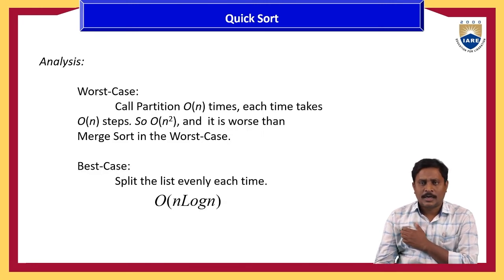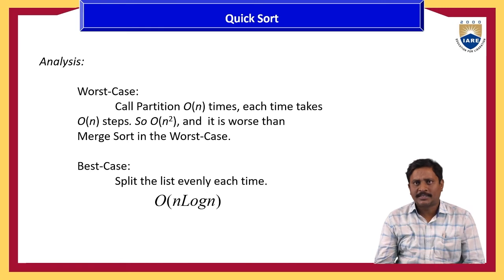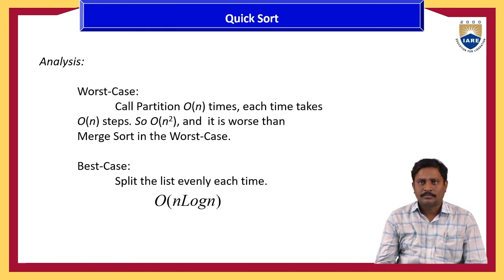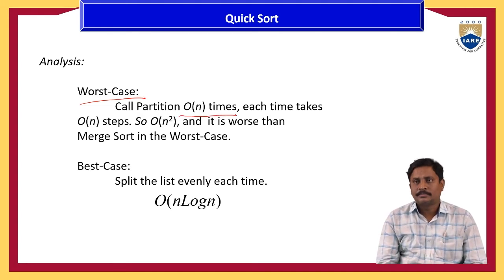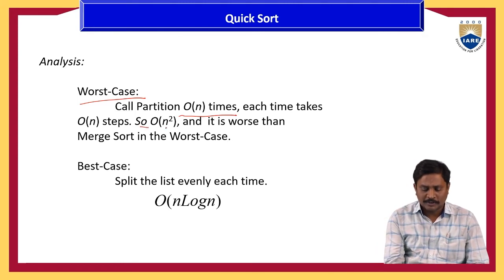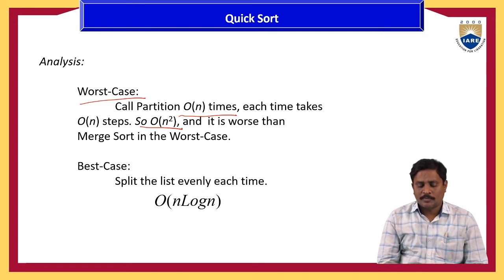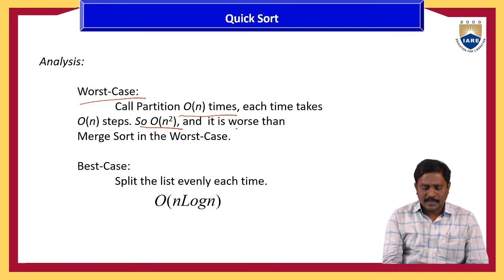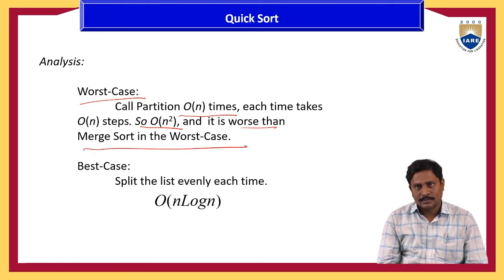Next, analysis. What is the time complexity of quicksort? In the worst case, we call partition, which is big O of n steps, and it takes big O of n times for each and every step. Totally it takes big O of n square, and it's worse than merge sort in the worst case.